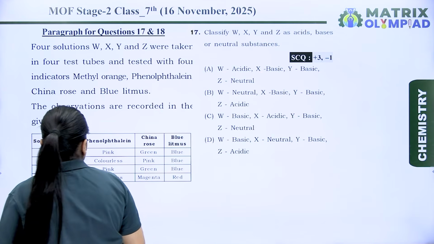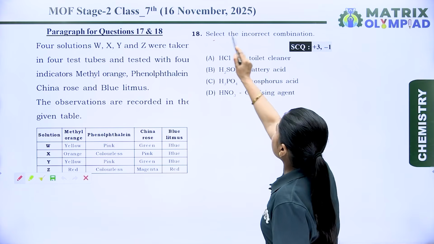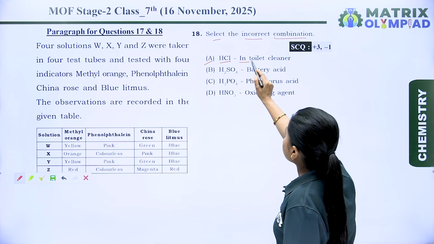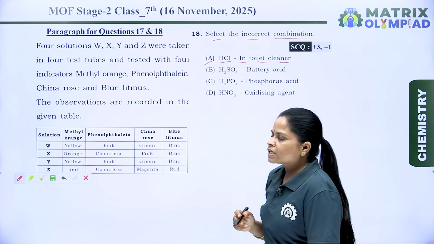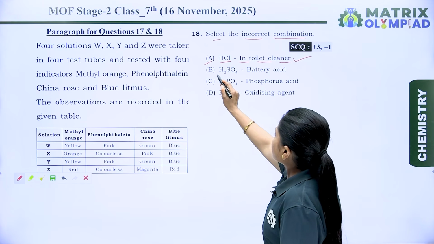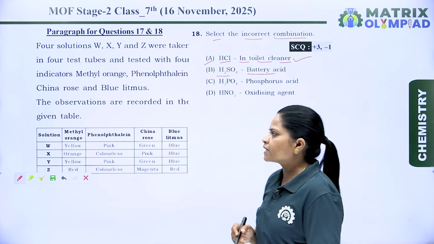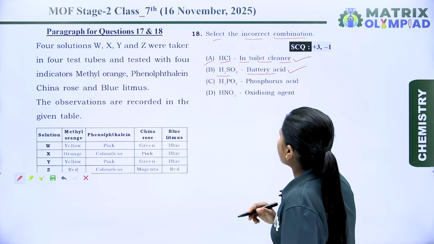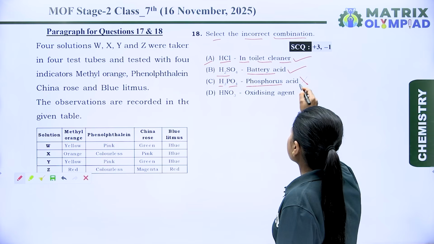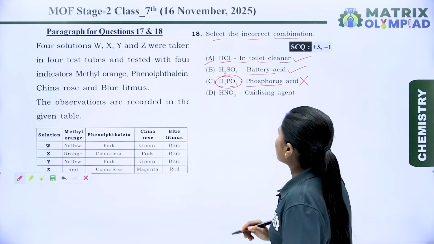Now the next question is question number 18. Select the incorrect combination. Here option A is HCl in toilet cleaners. Yes, HCl is used in toilet cleaners, so this is the correct combination. H2SO4 battery acid. Yes, H2SO4 is used in batteries, so it is also the correct combination. H3PO4 phosphorus acid, no, it is wrong. This is phosphoric acid, so it is an incorrect combination.